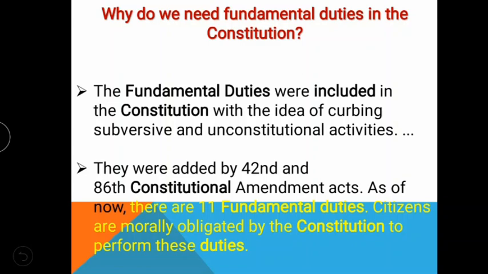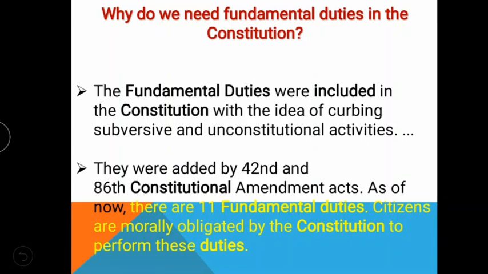It means if we are performing any anti-national activities which are not in favor of our nation, they should not be there. So to curb these activities, there must be fundamental duties. Rights are already there to control all those things, rights with some limitations, but duties to curb unconstitutional activities. Understood? Now, they were added by the 42nd and 86th Constitutional Amendment Acts. As of now, there are 11 fundamental duties, as I have already explained.